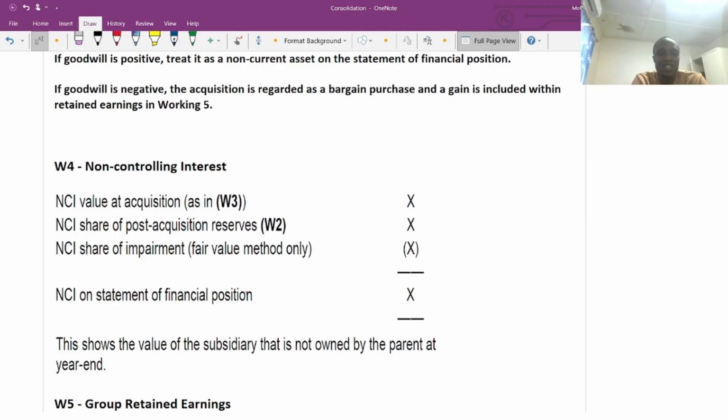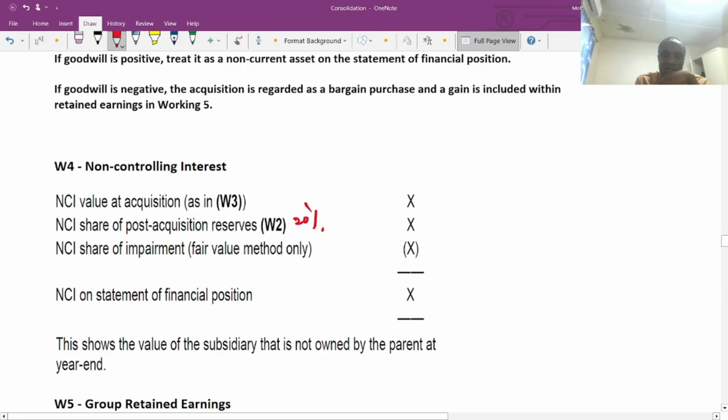Then we are going to look at the share of the post-acquisition reserve I mentioned earlier. For example, from working two, if there's a change between the acquisition date of the net asset of the subsidiary and the reporting date, the NCI proportion of that change should be accounted for. For example, if the NCI is 20%, then 20% of the post-acquisition profit should be included in the non-controlling interest. Also for impairment, very important concept.